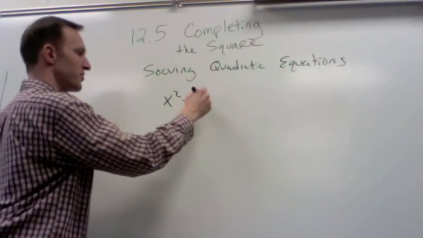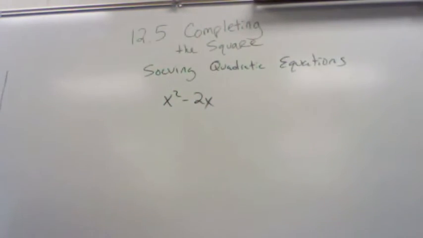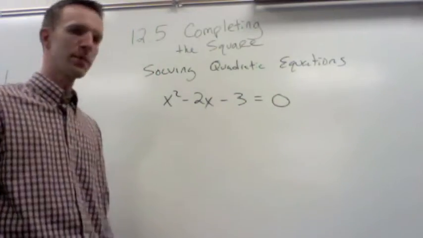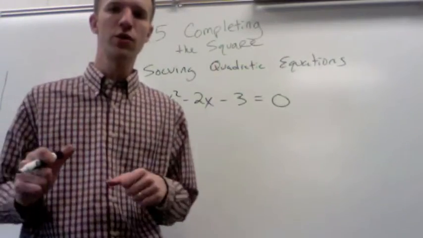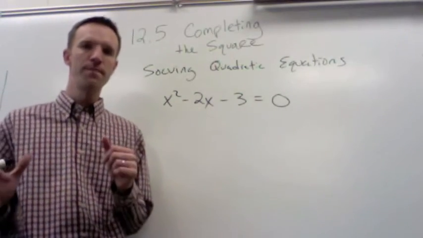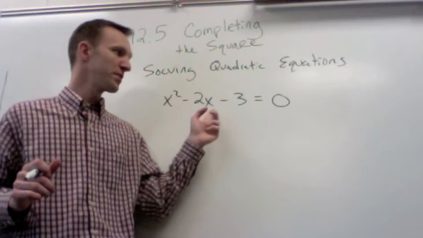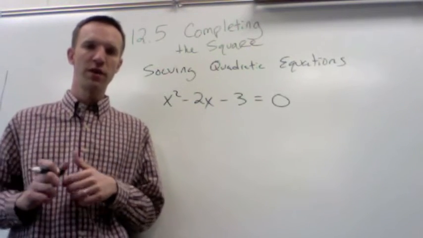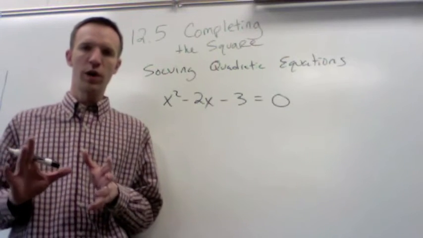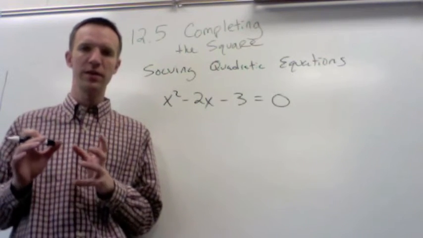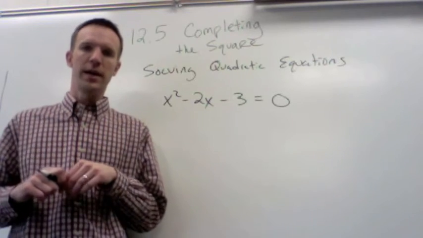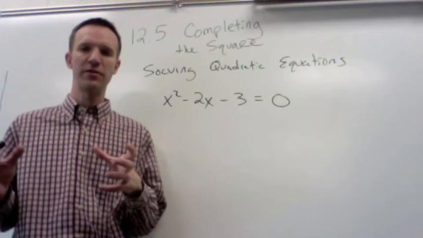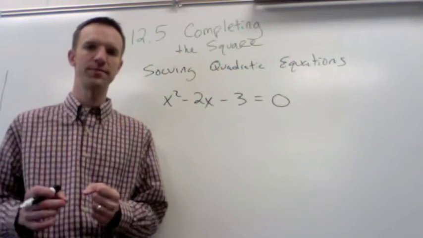x squared minus 2x minus 3 equals 0. Now maybe you could solve this problem by factoring or using one of our other methods. That's okay. We're going to solve this one today by completing the square. And there will be some examples I'll show you next that you won't be able to solve by just factoring, so it's good to know how to do this.